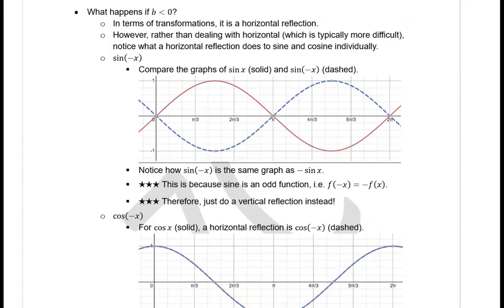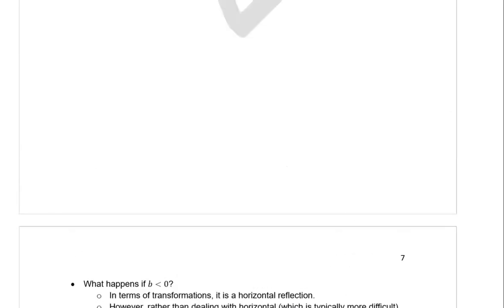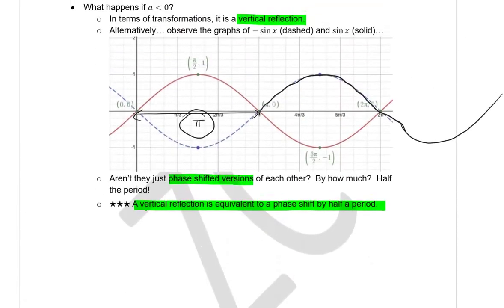So let's compare the graph of sine of x. So I'm looking at this guy right here. Okay, let's compare the graph of sine of x, a solid one, to sine of negative x, the dashed one. Didn't we just look at this graph, the dashed one? Whoops, I stretched the share display a little bit. That's fine. Okay, we just look at it up here.